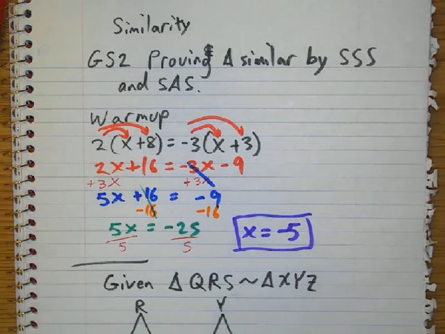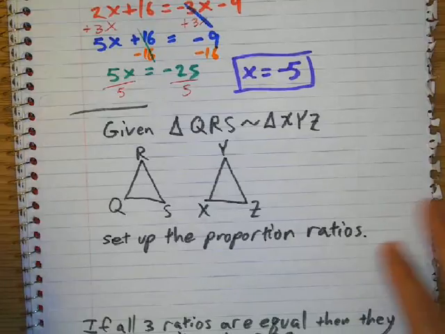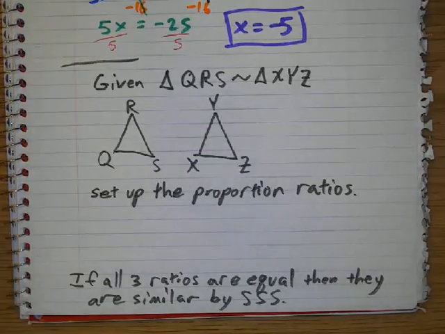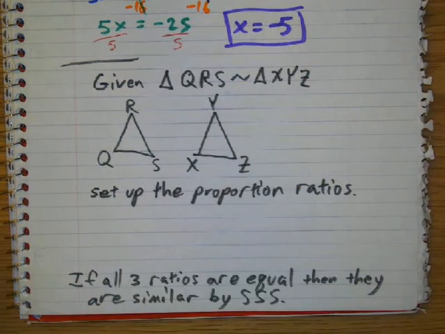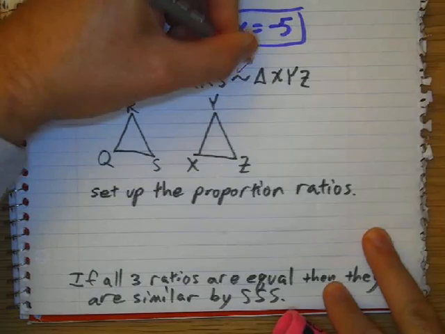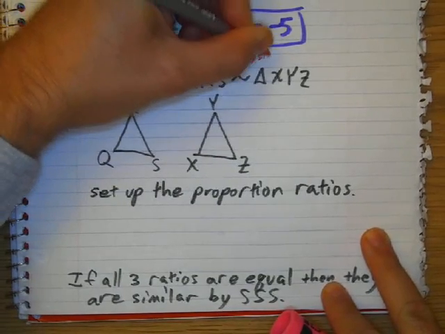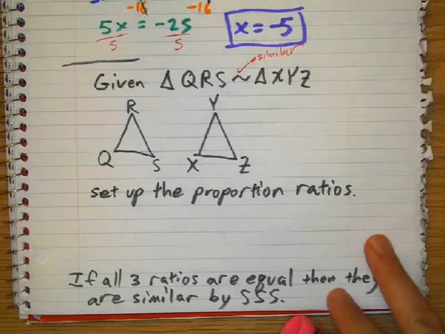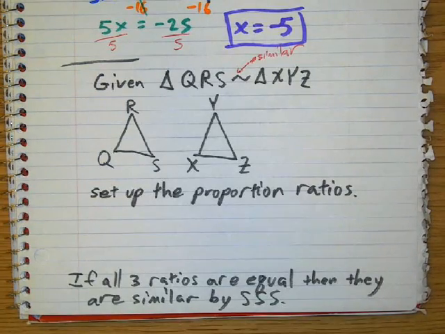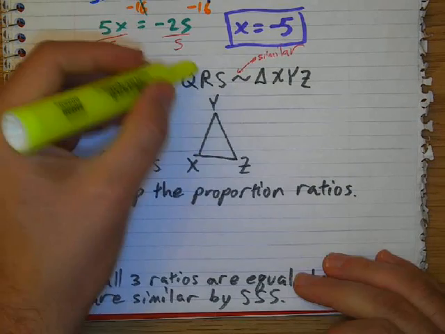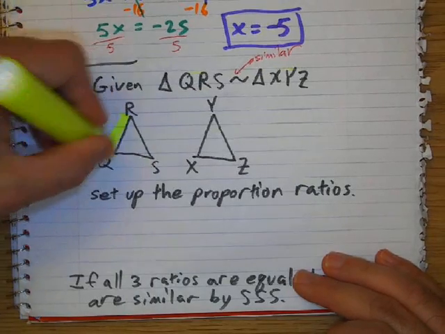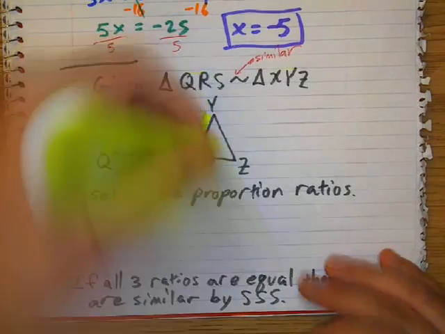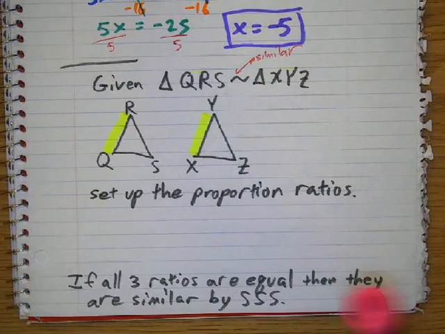Okay, so this next step is very important. You're given that these triangles are similar. This little squiggle sign means similar. Okay, so if you see the letters QR first and XY first, that means QR and XY are going to be similar with their ratio.